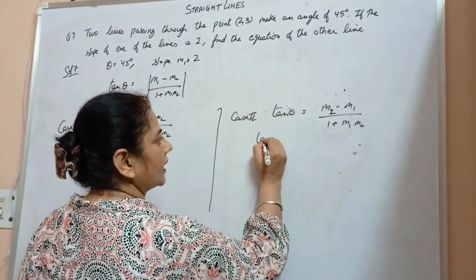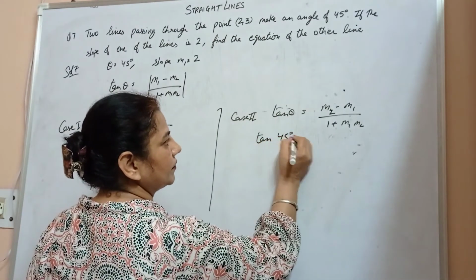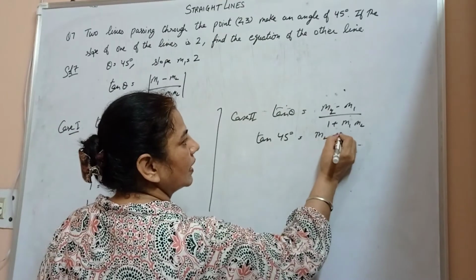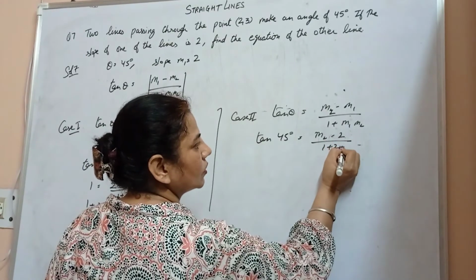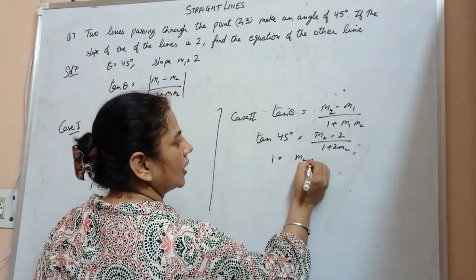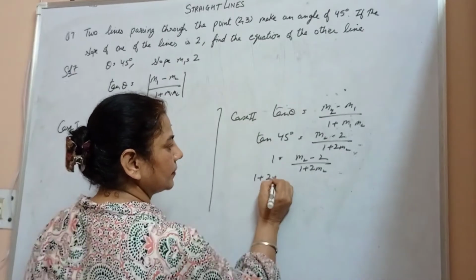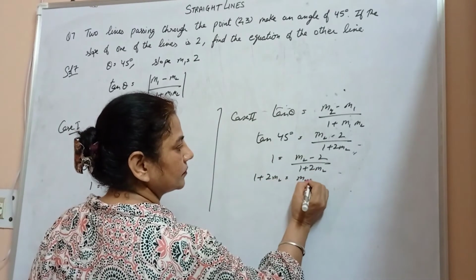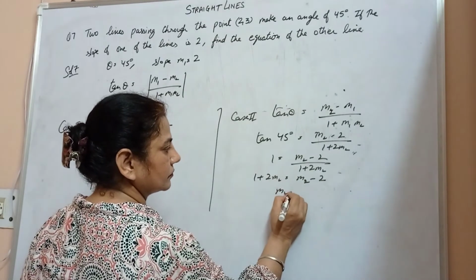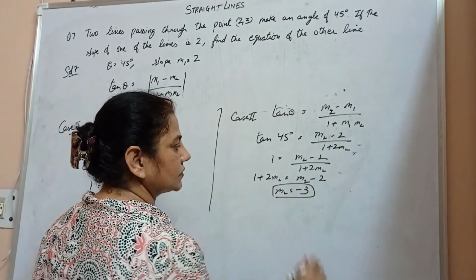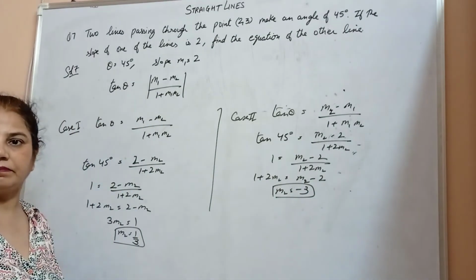Here we will write the value of theta as 45 degrees. So M2 minus 2 upon 1 plus 2 M2. So 1 is equal to M2 minus 2 upon 1 plus 2 M2. Cross multiply again. The value of the slope is minus 3.